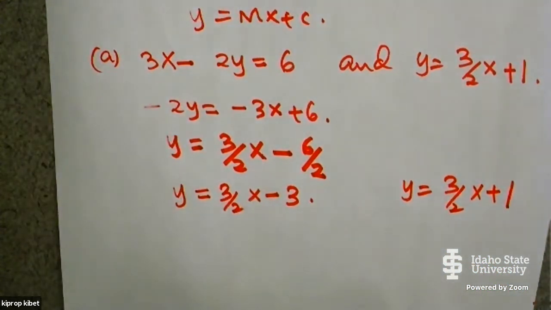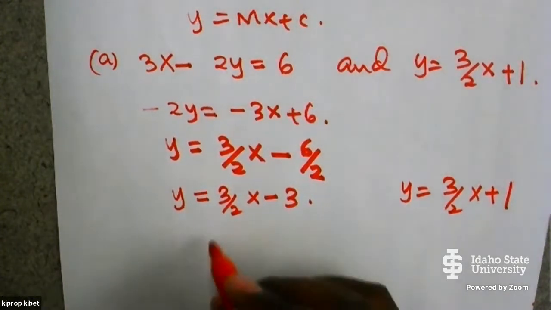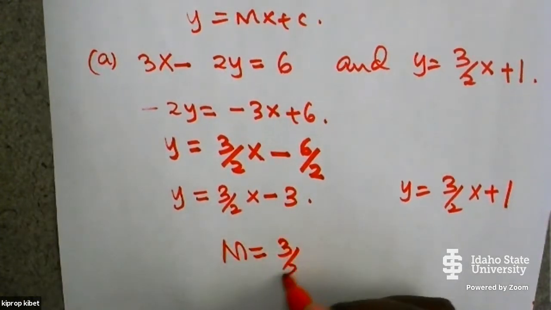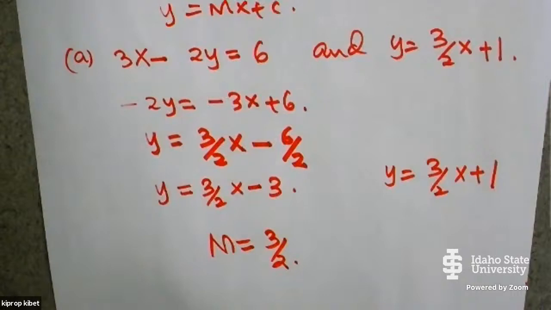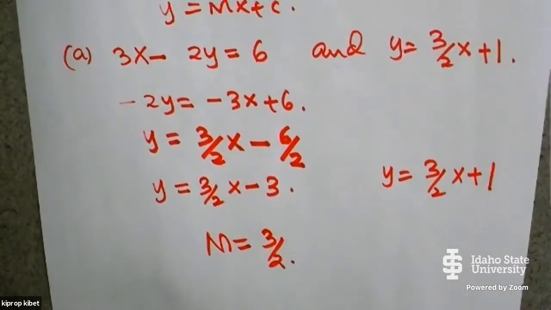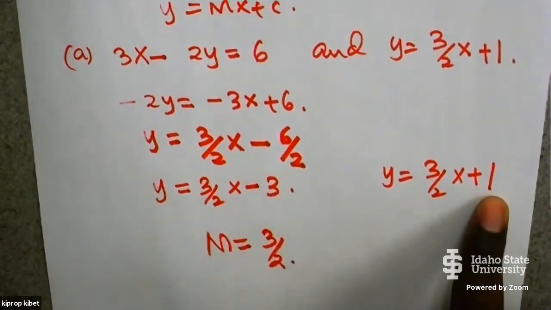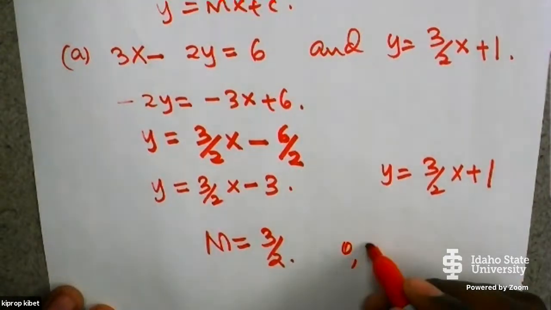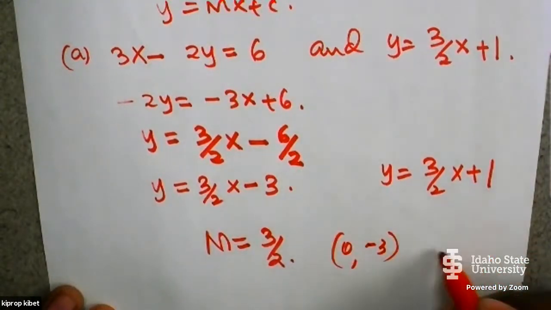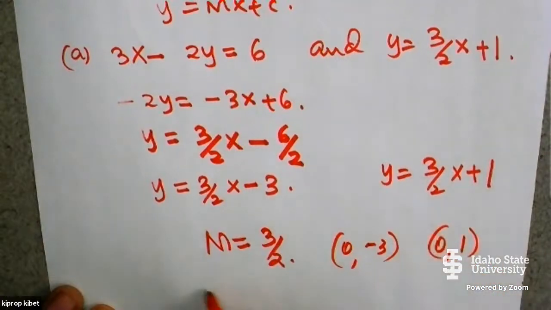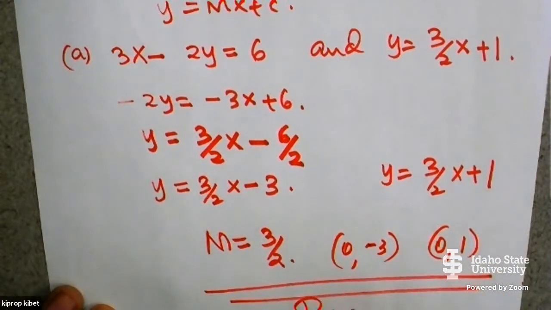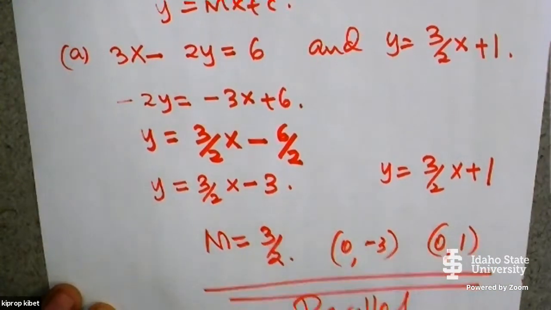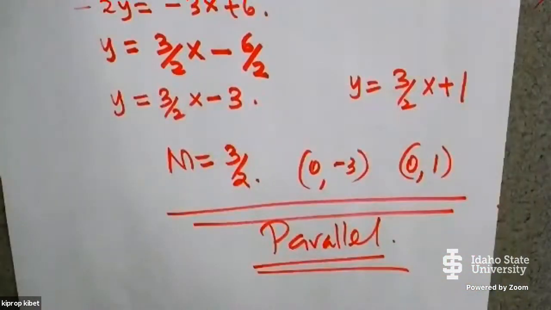Okay. So here, do we have the same slope? Yes. So m in both of them equals 3 over 2. And then you also have different y-intercepts, right? These and these are different. So the y-intercept here is 0, -3. And then here is 0, 1. So these are parallel lines.